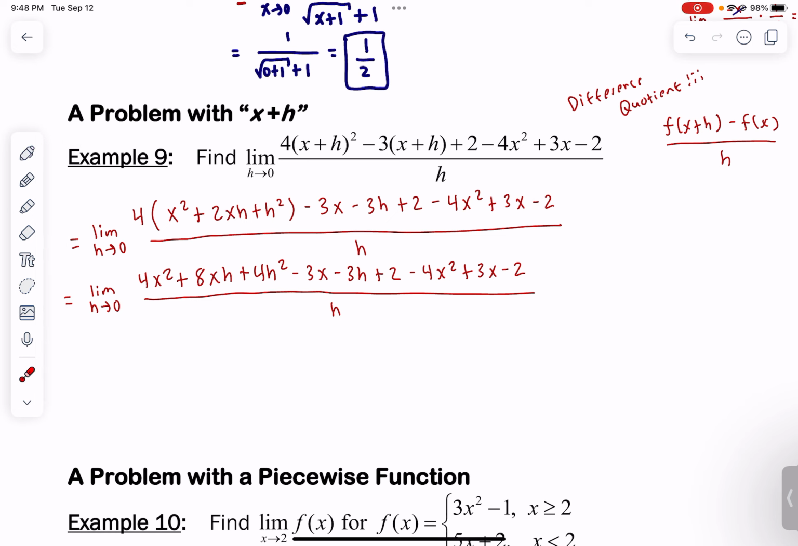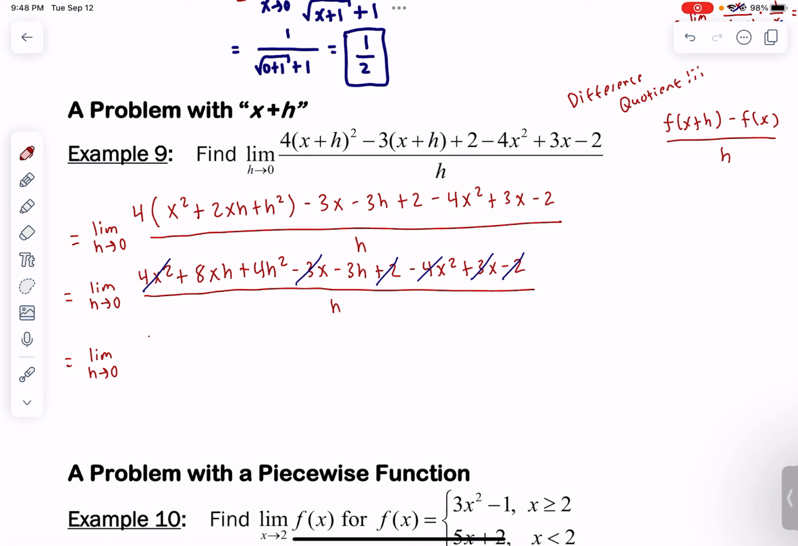Once we simplify and get to this part, we can cancel out some terms. So the negative 4x squared and the 4x squared cancel out. The positive 3x and the negative 3x cancel out. And the negative 2 and the positive 2 cancel out. So then we can rewrite this limit as equals limit as h approaches 0 of 8xh plus 4h squared minus 3h all over h.